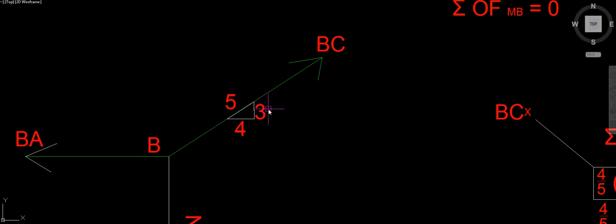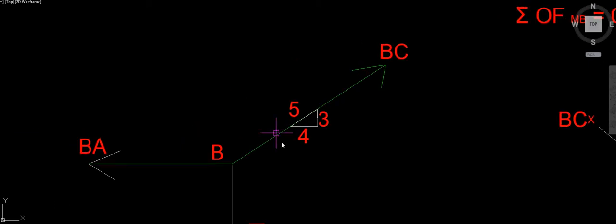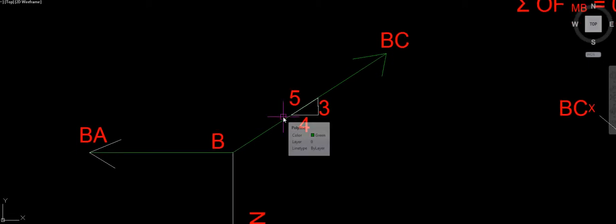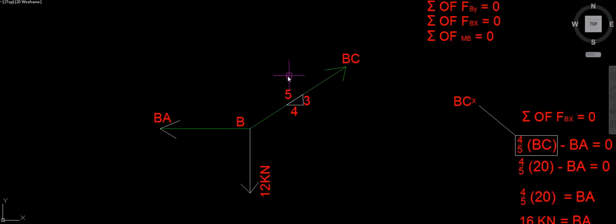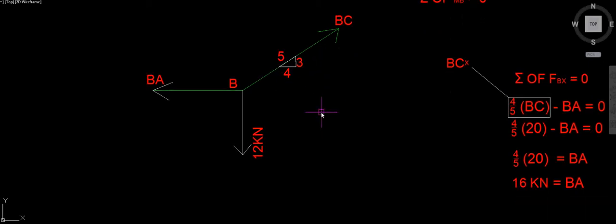We were given the slope of the cable. We were not given this 5, but using the theorem of Pythagoras, I was able to figure out that this hypotenuse over here is 5, because 4 squared is 16, 3 squared is 9. 16 and 9 gives us 25, square root of 25 equals 5. Now, moving along, we will use this information to figure out what BA is.